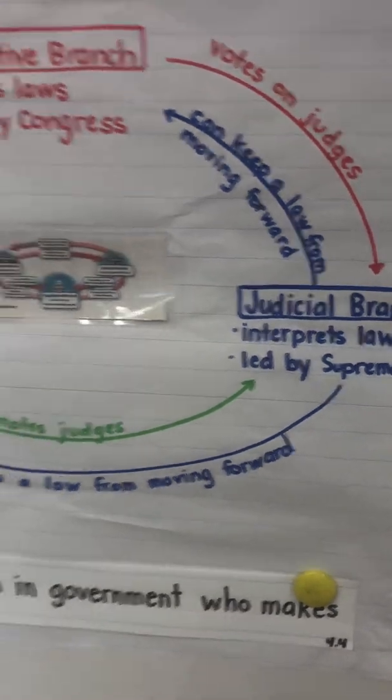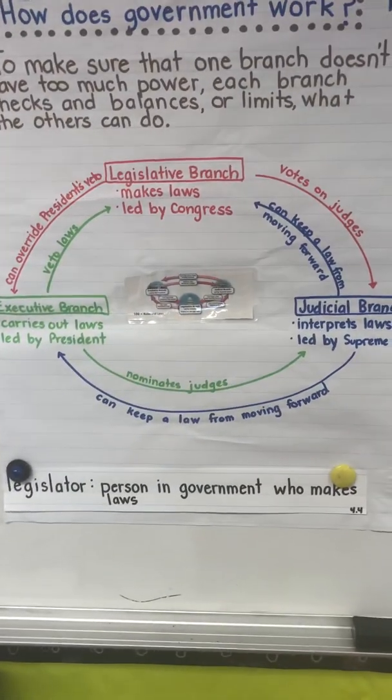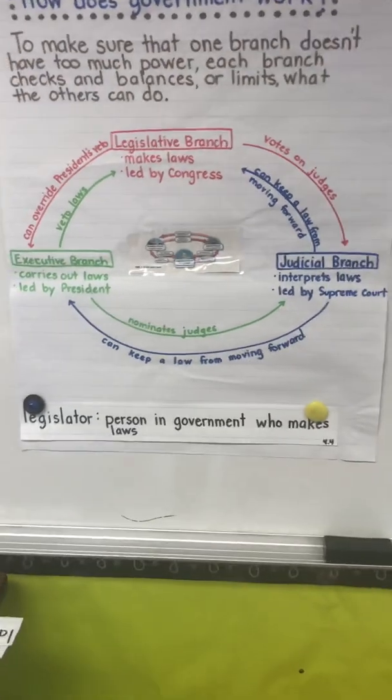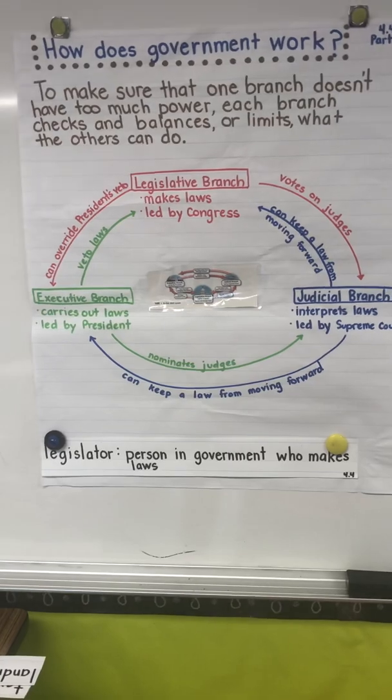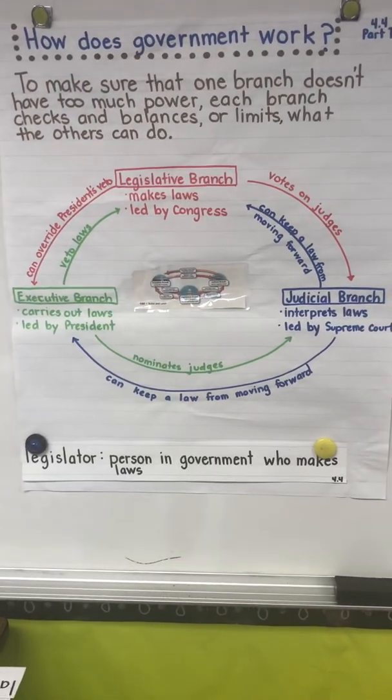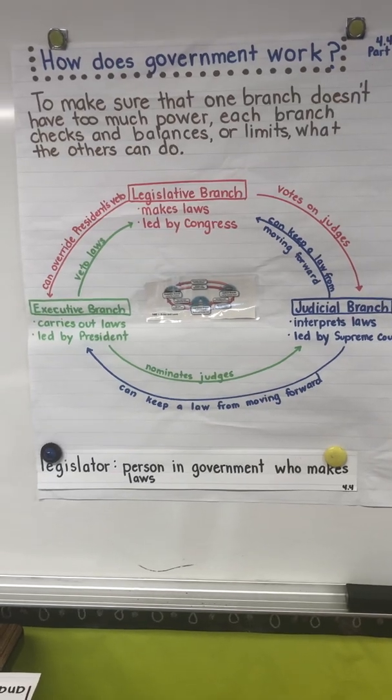So even though this graph kind of looks like a big mess, it looks like a big tornado, these are the different ways that the different branches of government make sure that they check and limit what the other branches are doing so one branch doesn't become overly powerful.